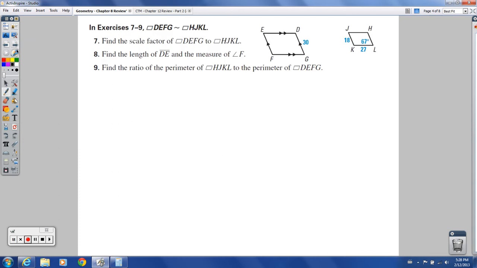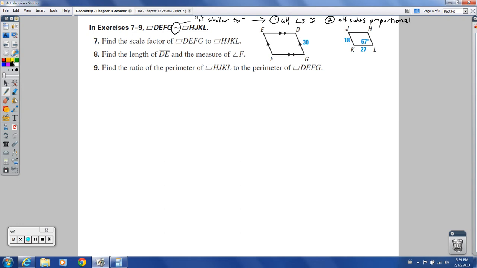All right, let's move on to 7, 8, and 9. We're using parallelograms DEFG and we're saying that they are similar. So remember, you read it as DEFG is similar to HJKL. That implies two things: that all angles are congruent and that all sides are proportional. Two major things to remember for similar shapes.